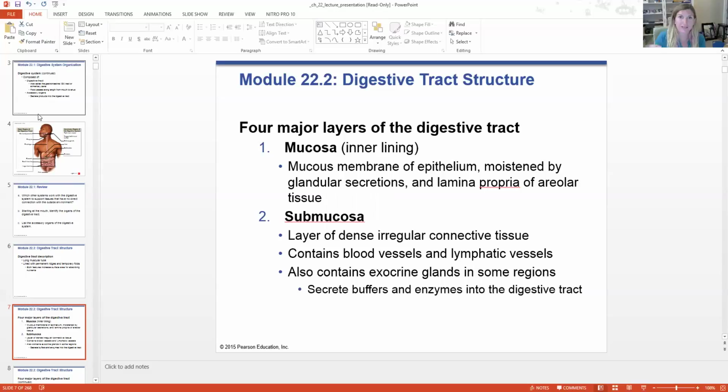Deep to that layer is a submucosa. This submucosa has all of the vessels, blood vessels, lymphatic vessels.